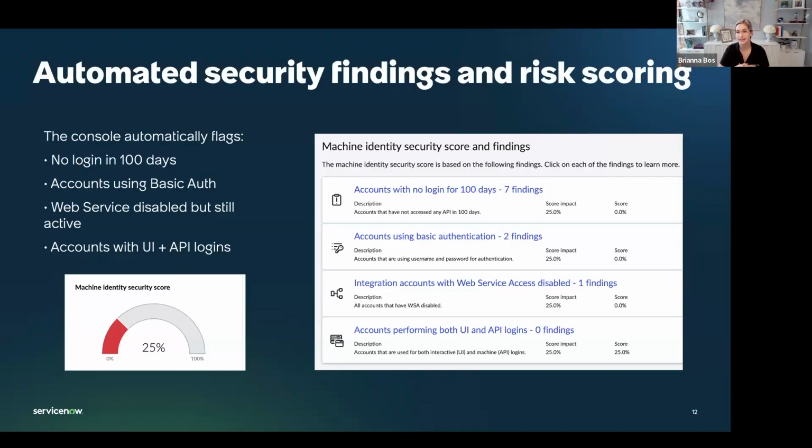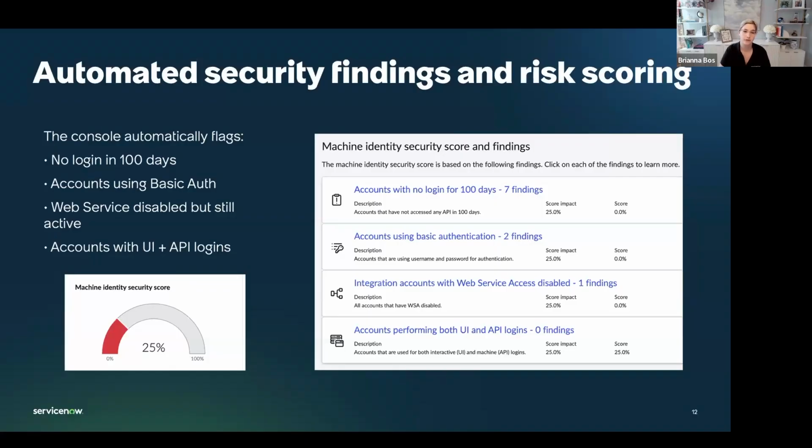Integrations accounts with web service access disabled, and those accounts that are performing both UI and API logins. This helps you to identify those high risk identities and take preventive action. For example, if you have an integration that hasn't been used in 100 days, like I said, this will say you should deactivate it. If you have an account that's using basic authentication, it will recommend, hey, maybe we should set this up with OAuth instead.